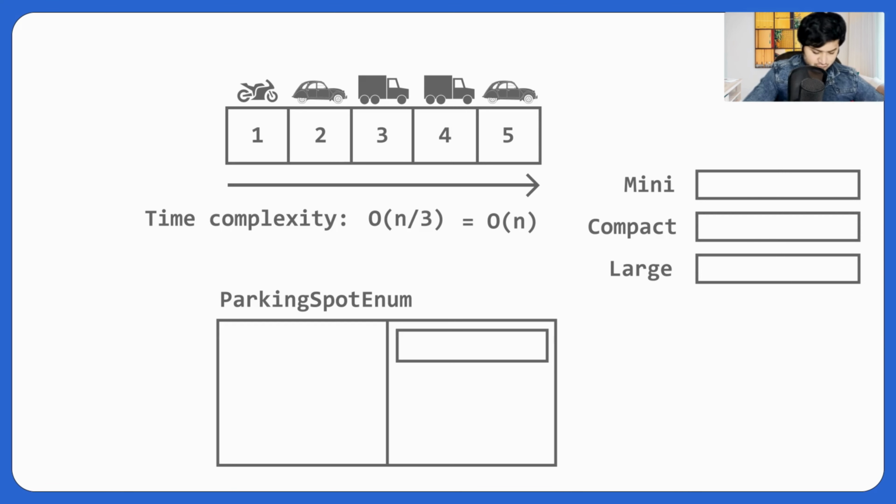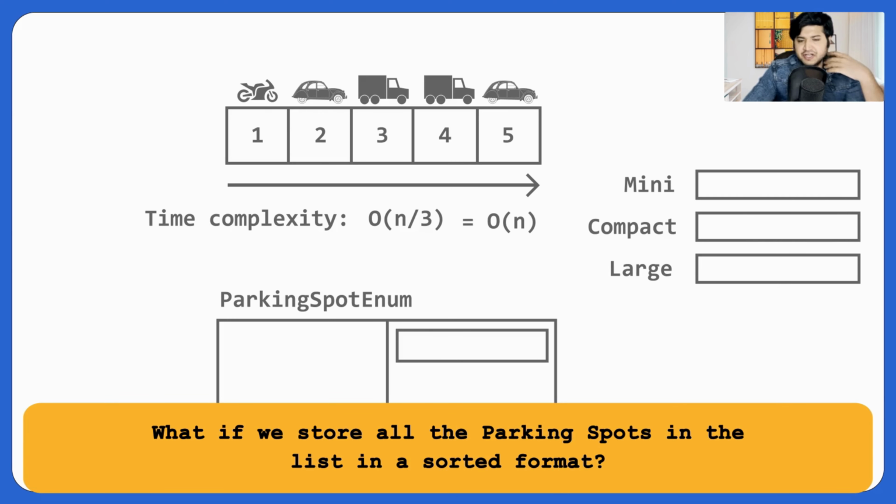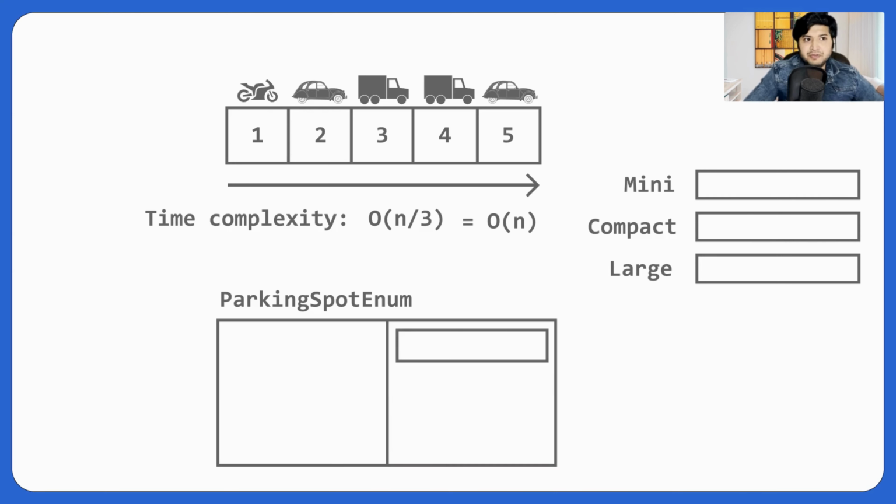Can we optimize it further? This has made storing parking spots more structured. Yes, we agree. What if we store all the parking spots in the list in a sorted format? Don't you think that would be better? Because if I want to find the nearest first parking spot, it would always be present at the first index in the list, and the farthest first parking spot would be present at the last index. So finding the parking spot becomes order of one. Why? Because if I want a mini parking spot, I'll go to my map, find mini, and get this list. If I want nearest, I just return the first parking spot, and if I want farthest, I return the last, right?